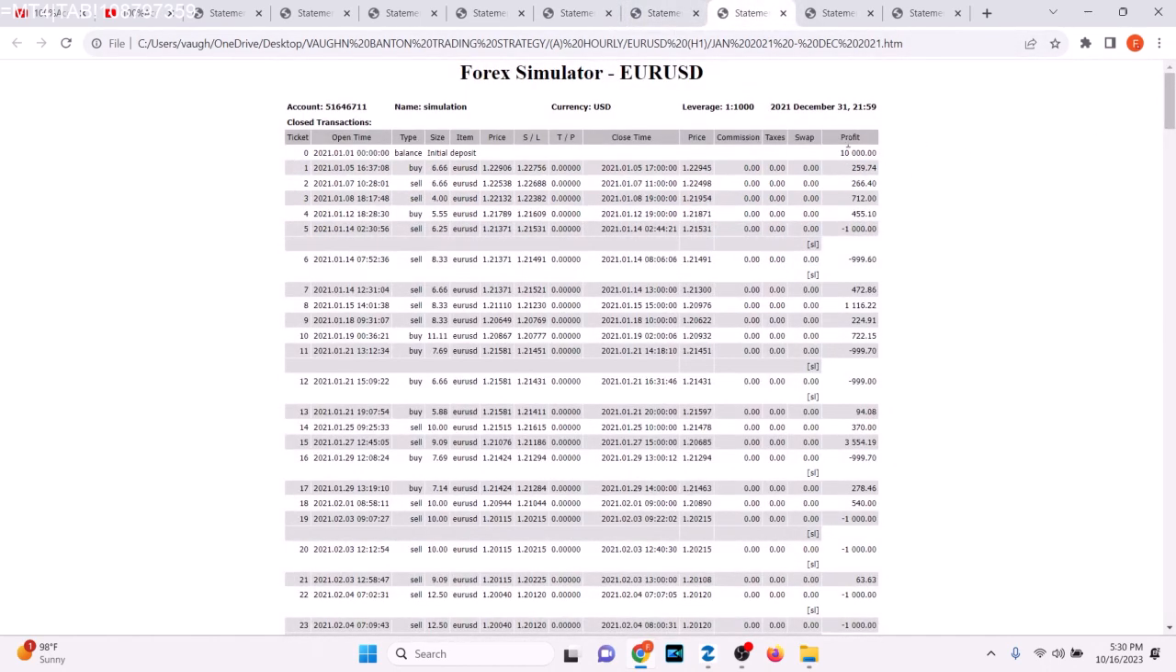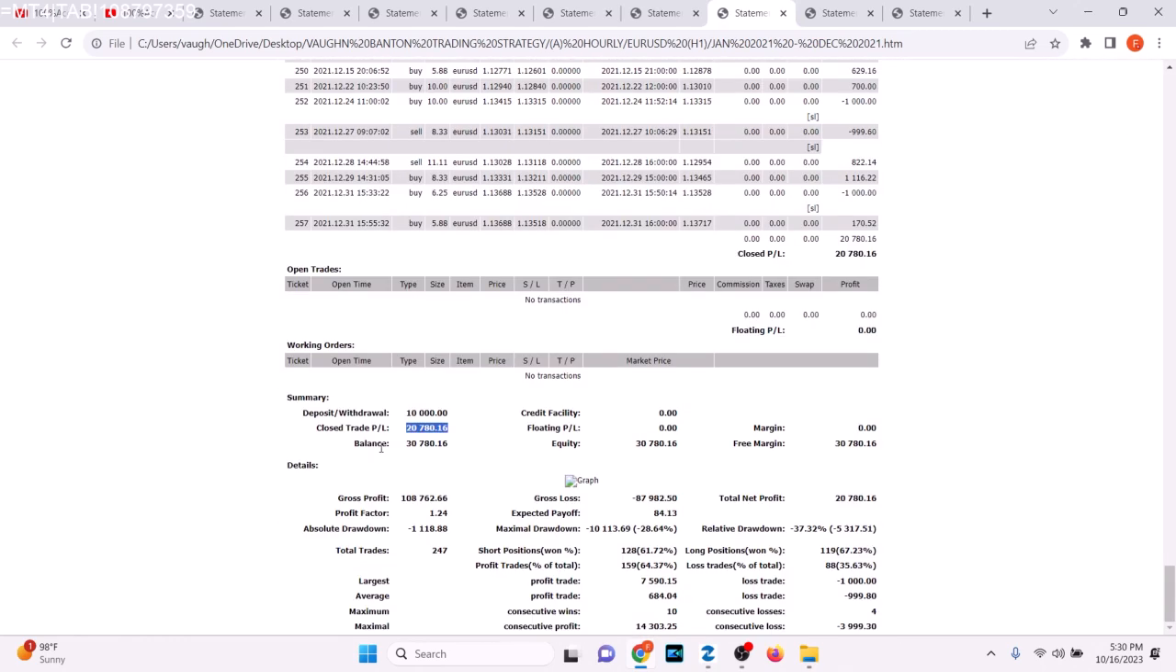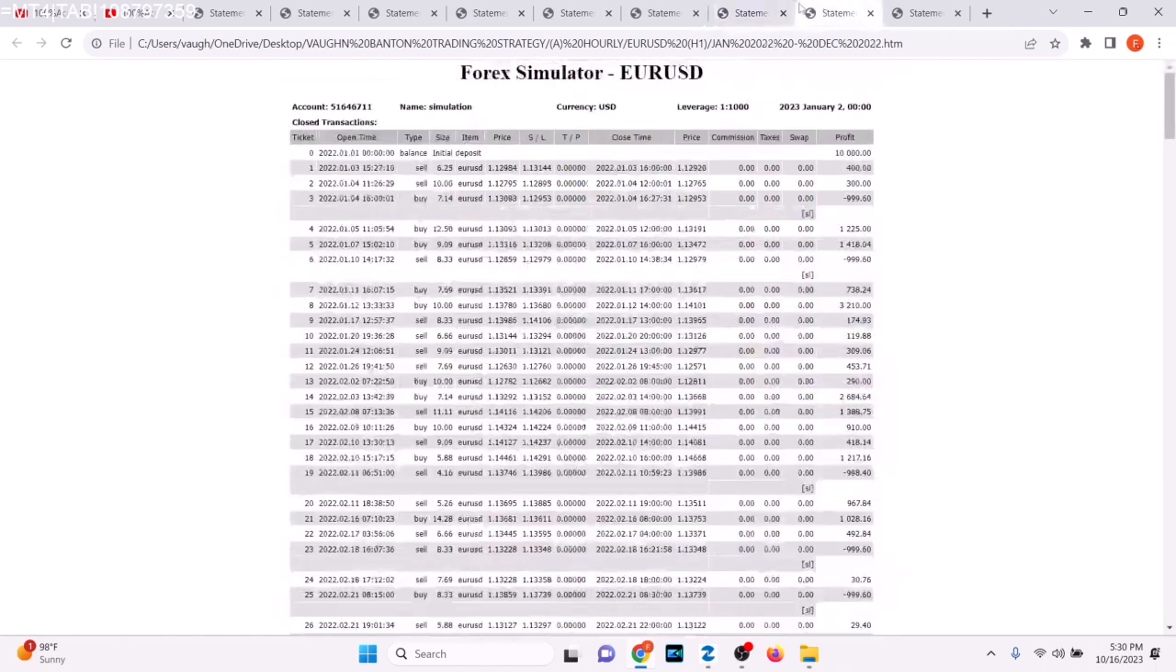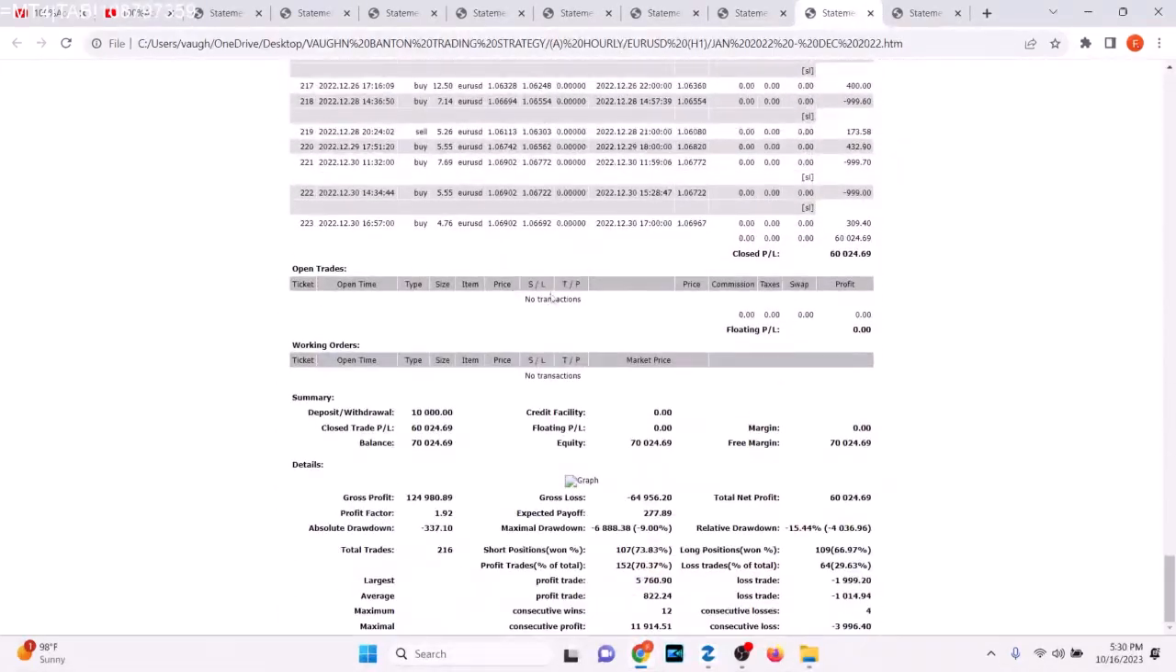In 2021, I started with 10,000. I closed with 30,780 and my closing profit and loss was 20,780, which is 270%. In 2022, I started with 10,000 and I ended with 70,000. So my profit was 60,000 and my profit trades was 70%. So I won 7 out of every 10 trades.